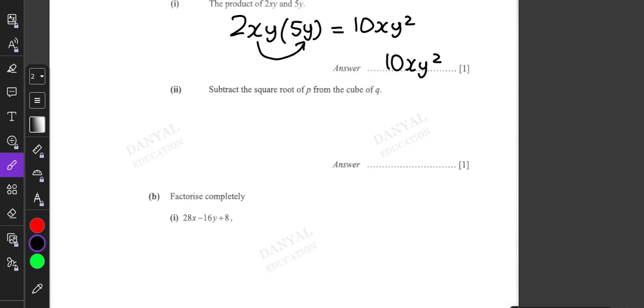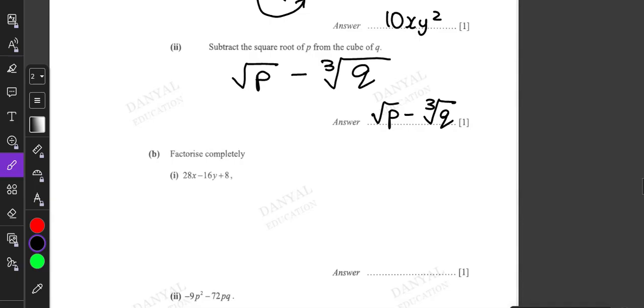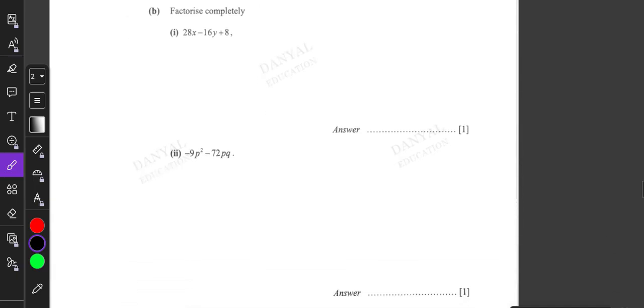Okay, next, subtract the square root of p from the cube of q. What does that mean? It means like this. This is very simple, yeah. Okay, square root of p minus cube of q. Is that simple? Okay, is that simple? Next one, factorize completely the expression. Okay, this one, alright, will bring you back to your algebra identity.